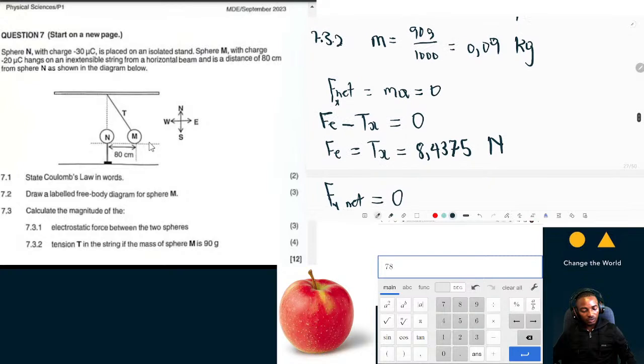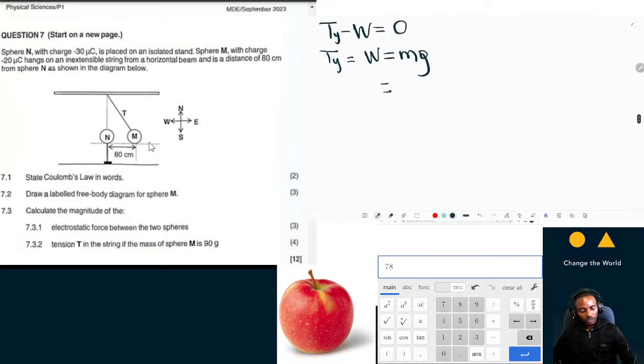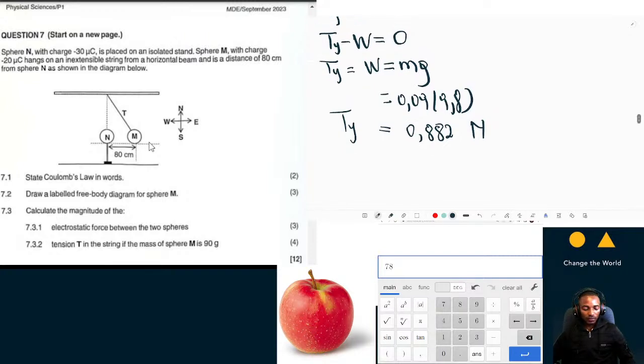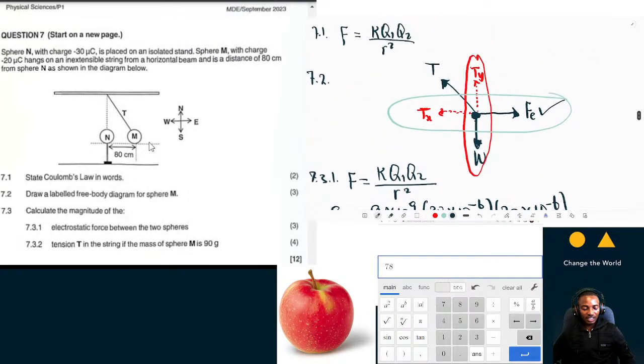Then the mass was given to us to be 0.09 kg. So 0.09 kg times 9.8 will be equal to Ty. All right, that is equal to 0.882 newtons. So that's the y component. So we have the x component of the tension and the y component of the tension. So we need to calculate the tension itself. I said earlier, those two components, when you add them, they are equivalent to the tension.